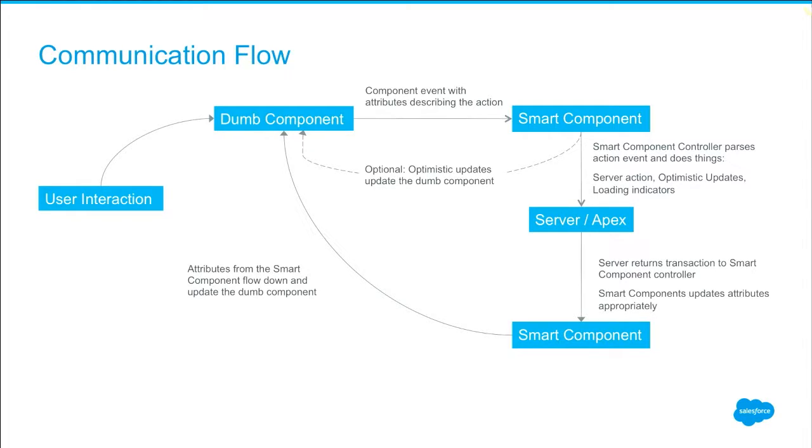Eventually that server-side action will return. The smart controller is going to consume that. The smart component is going to update its own state ball attribute, and that will just flow down to the dumb components as an updated attribute.